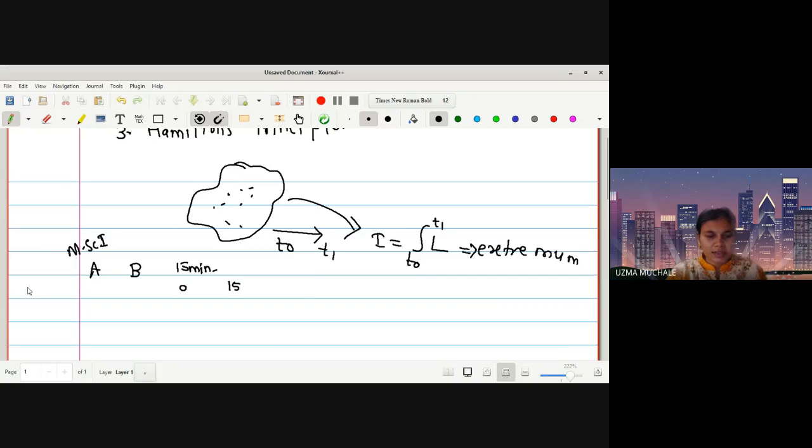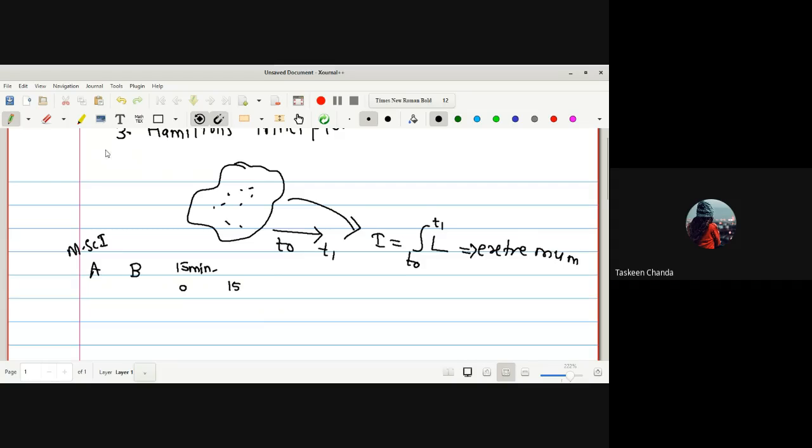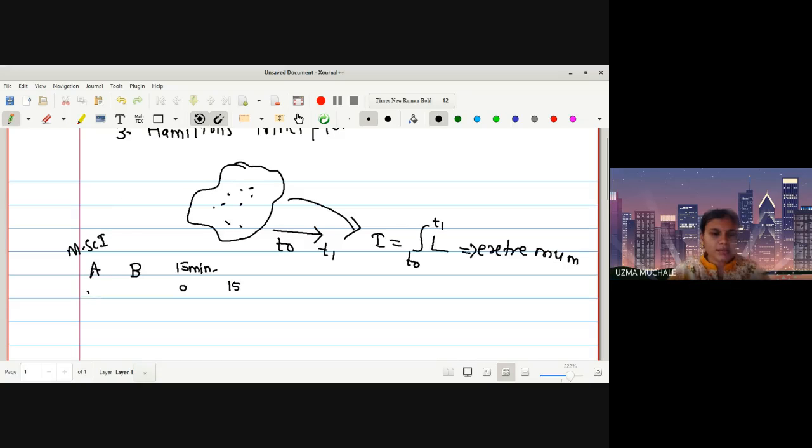What is the answer for this situation? If a class of MSc first year students is allowed to move from position A to B within 15 minutes, which path are you going to choose? Smallest path, that is the minimum path, right? So here also it is the same thing. The system will choose a path in such a way that the line integral of the Lagrangian is extremum.